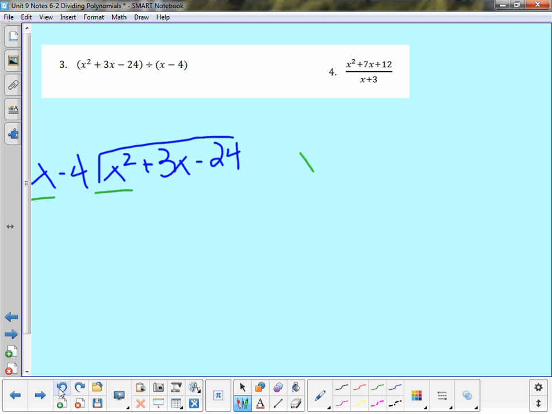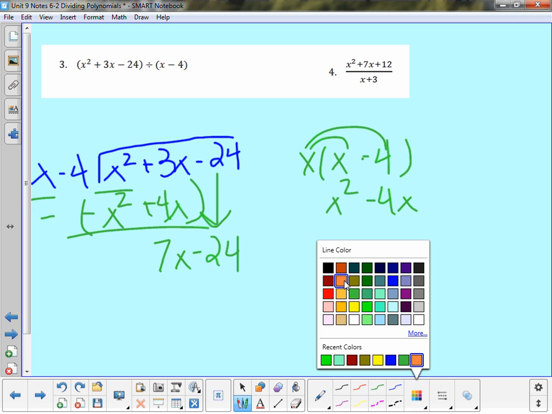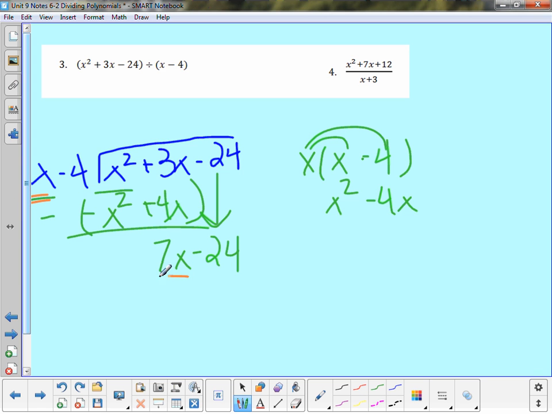So I'm going to distribute that in. So I have x times x minus 4. That gives me x squared minus 4x. So I'm subtracting that off. Again, I'm going to change the signs of everything when I subtract it off. 3x plus 4x gives me 7x, and then I'm going to bring down that minus 24. The next thing I need to ask myself is what I need to multiply x by to get 7x. Oops, I forgot to put my x up here when I multiplied.